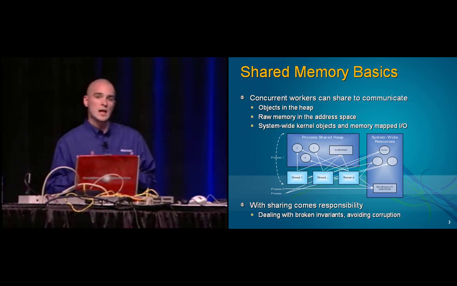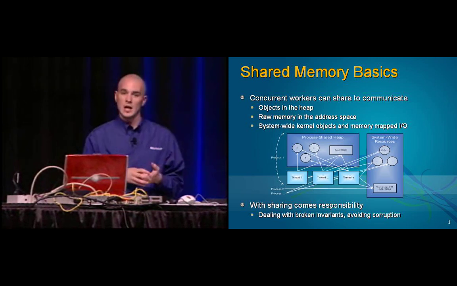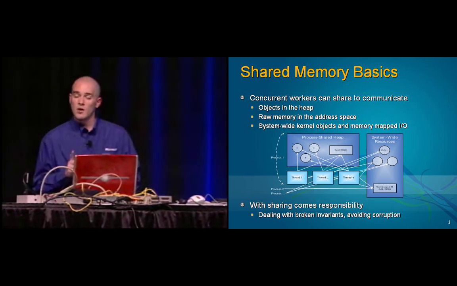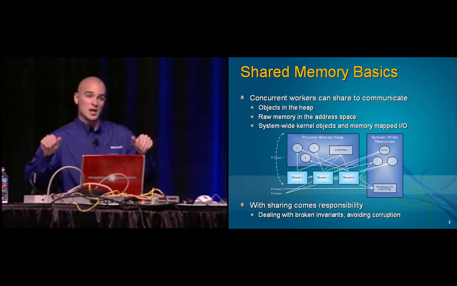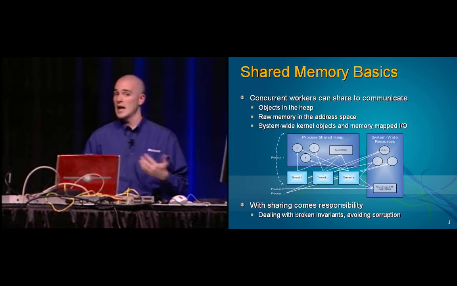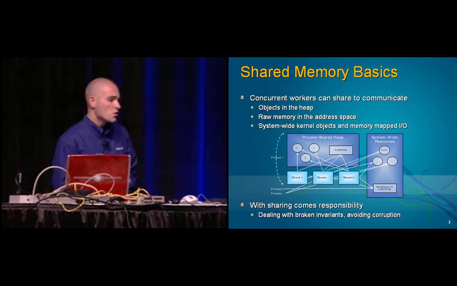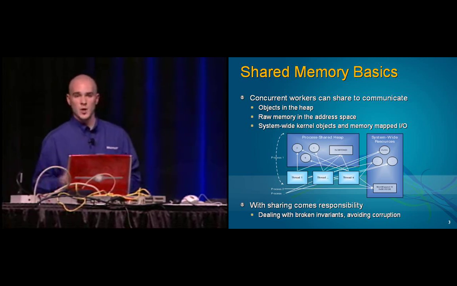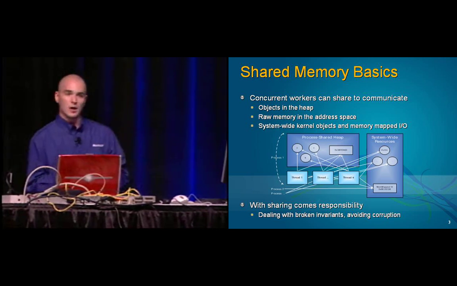Processes can share access to memory through virtual address spaces. Windows provides, for example, memory mapped I/O, which is essentially the same thing as sharing a heap within a process. However, the memory can be accessed from multiple processes and the threads within them concurrently. And furthermore, Windows has kernel objects, which can be shared at a machine level as well. So as Jan talked about, with sharing comes responsibility. You need to work to protect your invariants and avoid corruption.